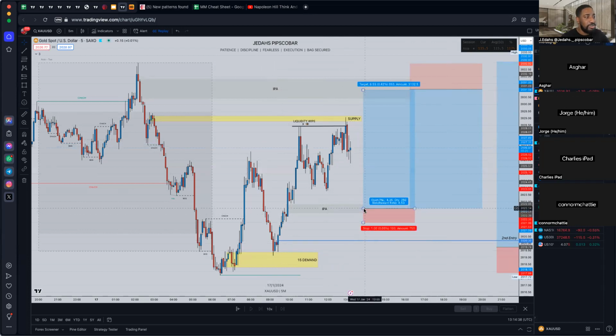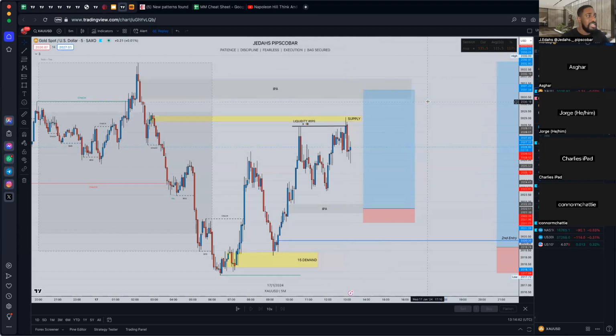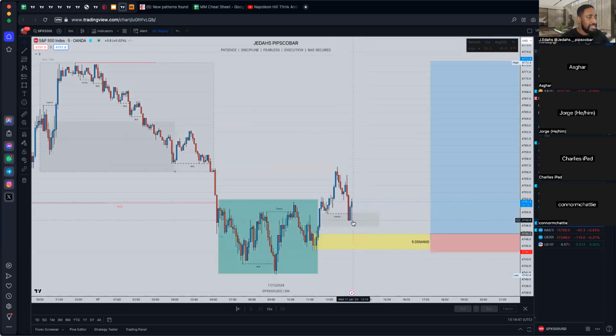But right now, gold, I'm going to delete this, look for a buy from here or here. And then with S&P, we're currently reacting nicely from this IPA, which I hope does come back. Then you'll be looking at 4746.